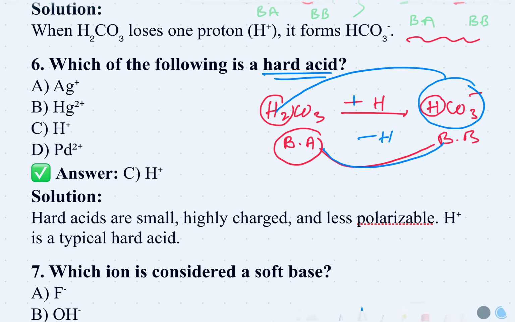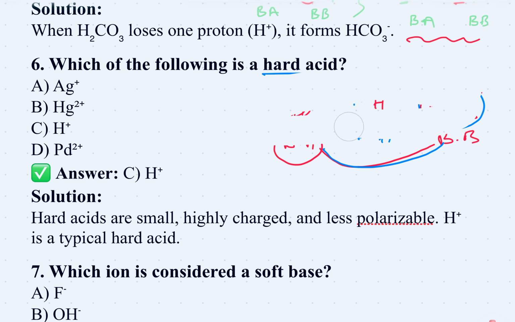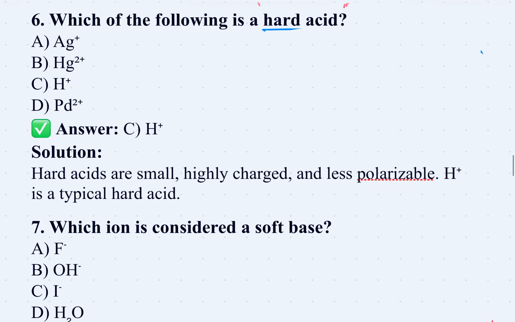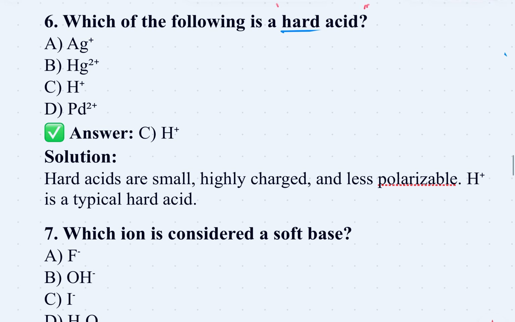Next one: which of the following is a hard acid? This is also very, very important. Okay, all of you see this. I will remove this one to make space to explain. All of you consider: which of the following is a hard acid? Very important. Generally, we have some concept. See, it is written clearly here, so I will explain it.